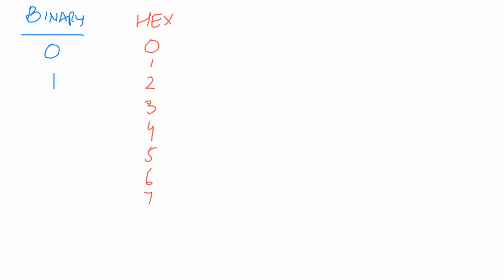So we have a binary system which has 0 and 1, okay? And then we have the hex system. There's 0, 1, 2, 3, 4, 5, 6, 7, 8, 9. Then we have A, B, C, D, E, and F. Okay, everybody comfortable with this? These are all hex numbers. These are not binary numbers, they are hex numbers, okay? Any question in this? Okay.